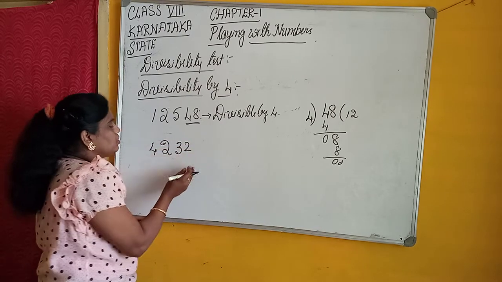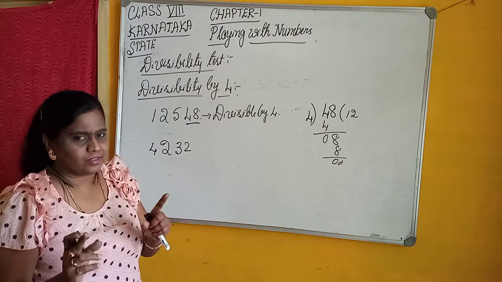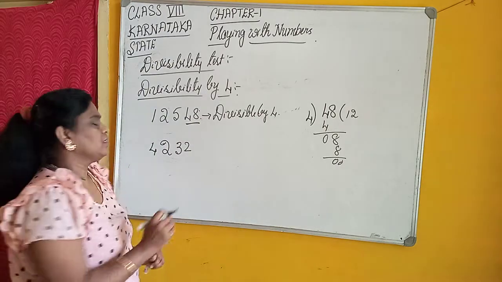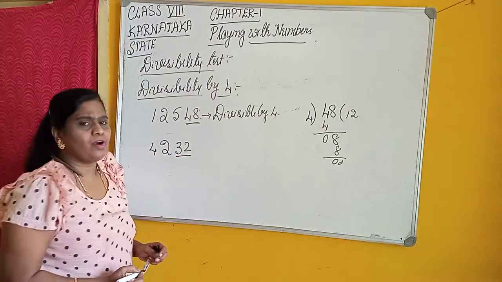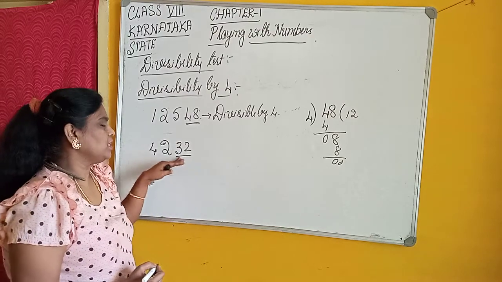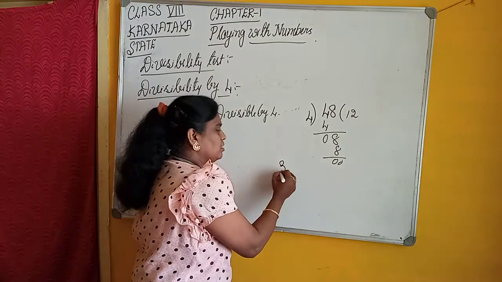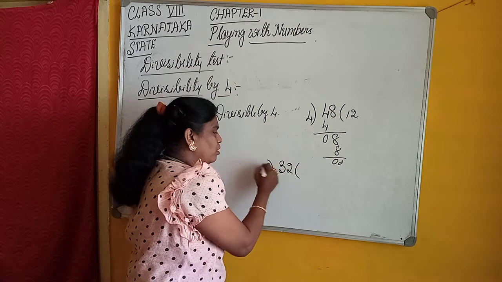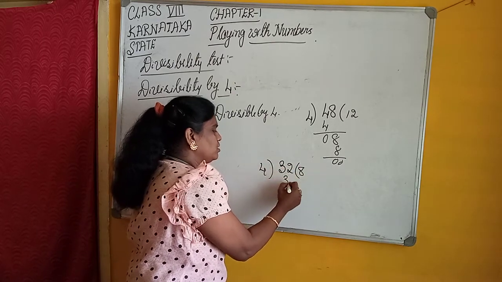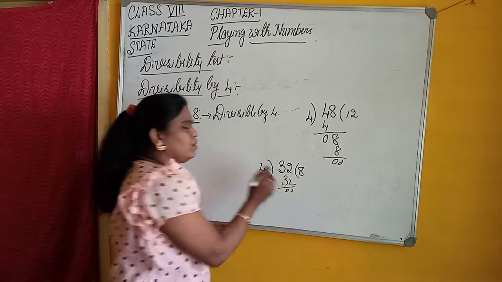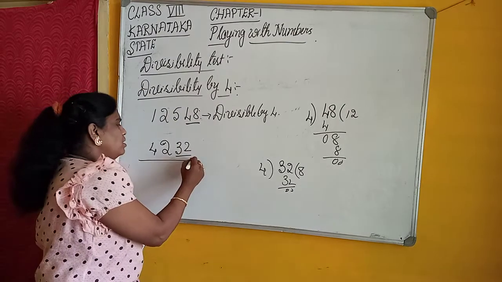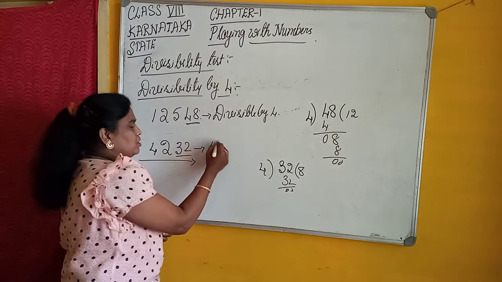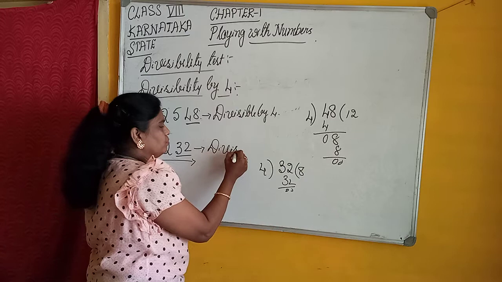4,232. How can you check? Look at the last 2 digits. The number formed by the last 2 digits is 32. Check it. Is it divisible by 4? Yes. This number is divisible by 4. Therefore, the whole number is divisible by 4.